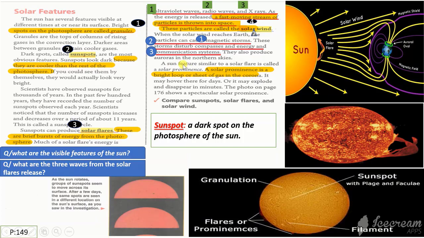Some features similar to a solar flare are called a solar prominence. What is a solar prominence? A solar prominence is a bright loop or sheet of gas in the corona.